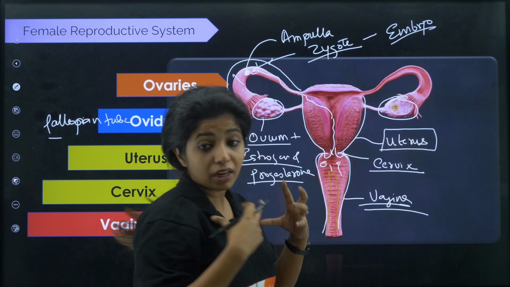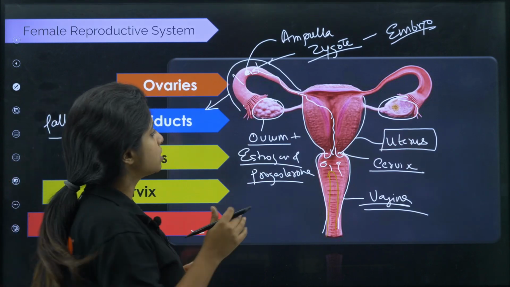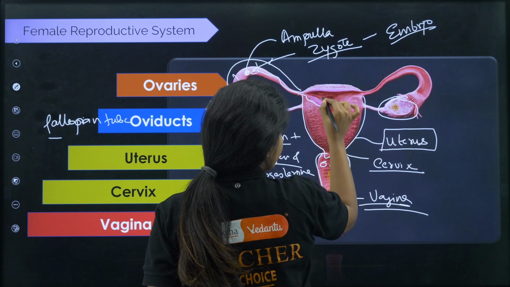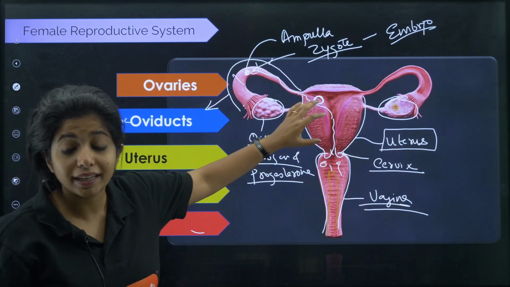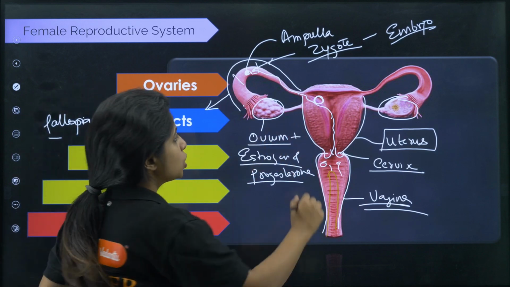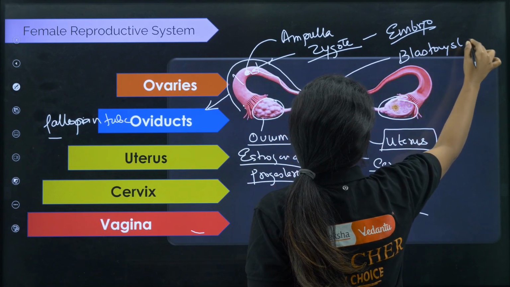The embryo keeps on dividing, there will be 8 cells, there will be 16 cells, and later comes a stage where it will come over here, roll down over here and get embedded in the uterus layer. It will get inside the uterus layer. This stage is known as the blastocyst stage of the embryo.